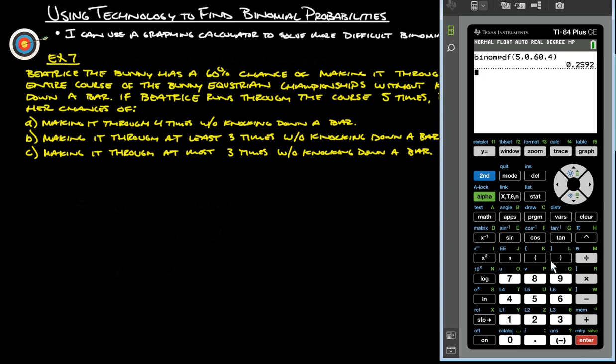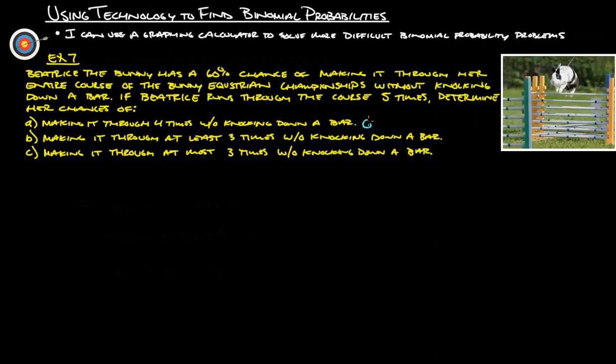Push enter, and that probability is 25.9%. So we'll just write down 0.259, which means 25.9%.